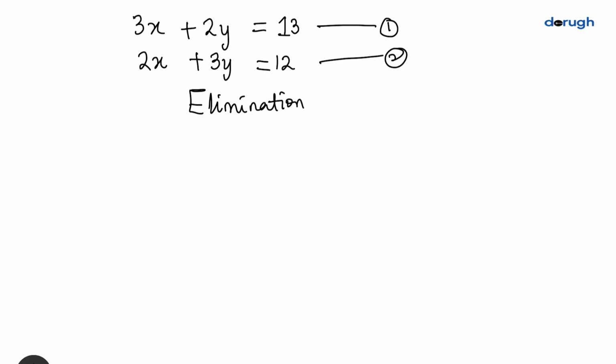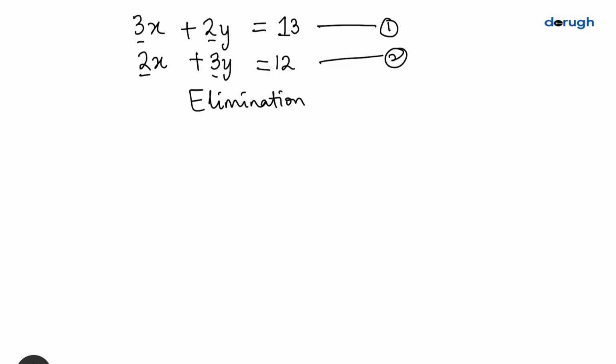As you can see in this case, first of all, none of them have matching coefficients, and no two variables have the same coefficient. So we're going to still use the elimination method, but how are we going to do it?